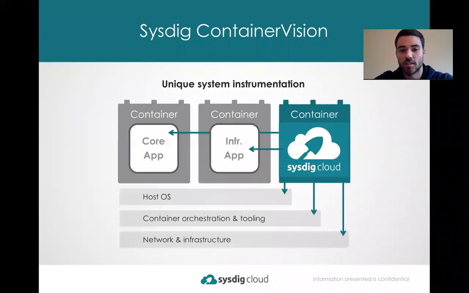So I'll take a step back and talk a little bit about our instrumentation. What we've done with Sysdig is take a unique kernel-level approach where we run our agent as a privileged container on each host in your cluster. That allows us to see inside all your containers and pull application metrics, host metrics, container-based metrics, and network metrics as well, without you having to do any configuration on your end.